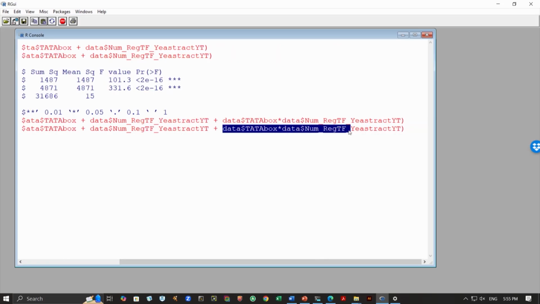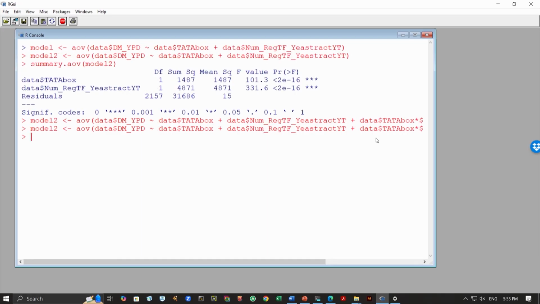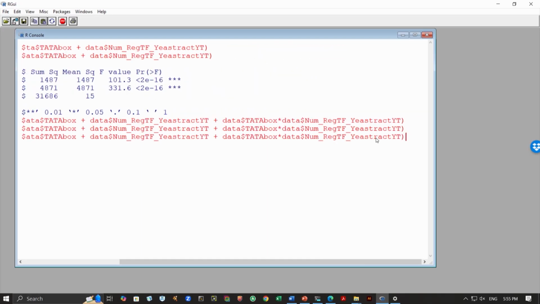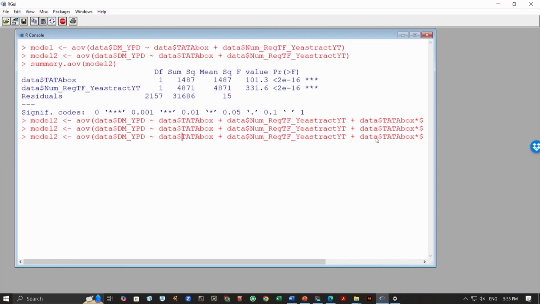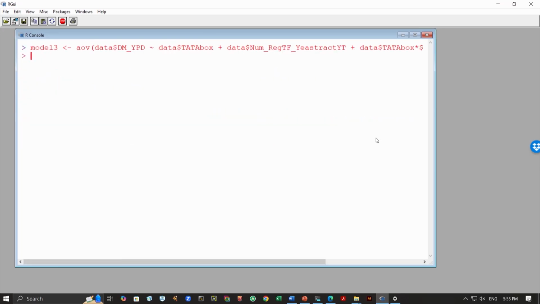This is the interaction term, and to test for interaction terms, for example, we say DataBox multiplied with the number of regulatory TFs. So we have these two independent variables with this multiplication sign, which means the ANOVA model now knows that you also want to test for the interaction between these two independent variables. Let us distinguish this as model 3 here, and we can again check summary.aov(model3).